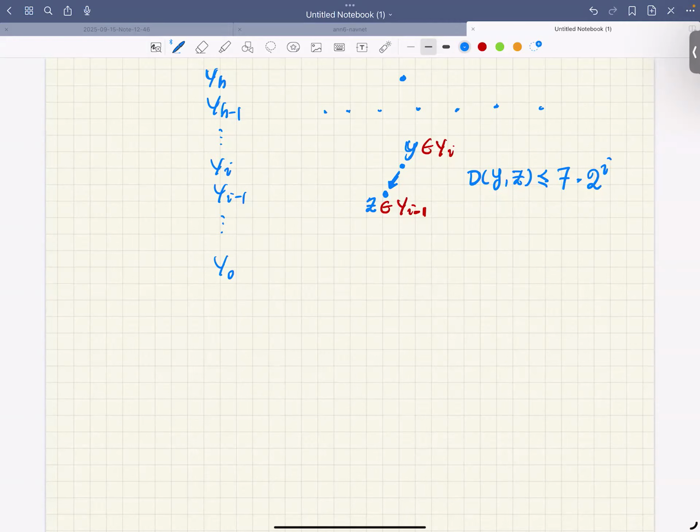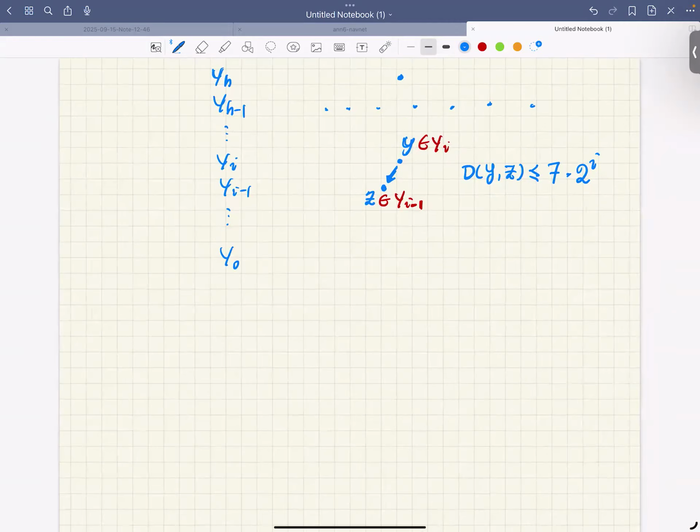Now, why do we want to do this? Why do we want to connect this small y to such a Z? This is not too surprising either. If you have a summary at a larger granularity, a coarser granularity, granularity to the power of I, then you would like to provide some guidance to the next level.